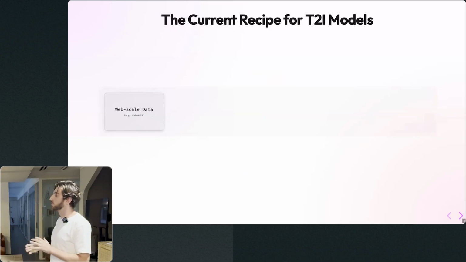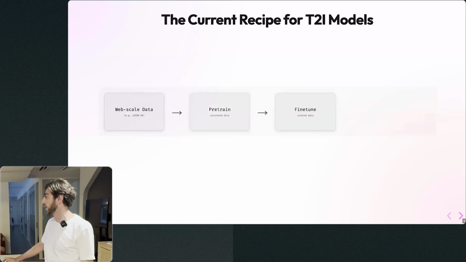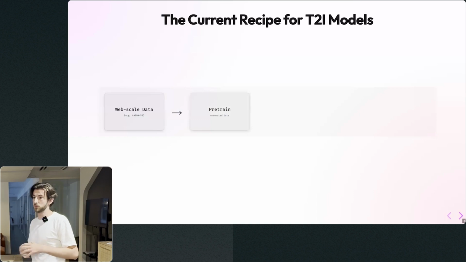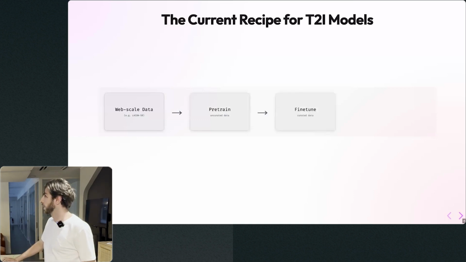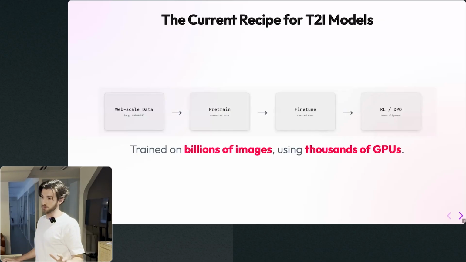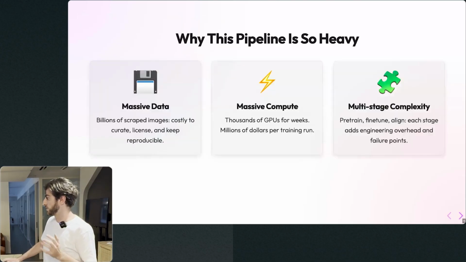I don't know if you're aware of the current recipe for state-of-the-art models in image generation, but it's quite similar to what we do for large language models. Usually you start from web-scraped data, so a lot of images, billions of images. You first do a big pre-training on this gazillion of data, and then you have a second and a third stage about fine-tuning and alignment, usually through reinforcement learning. So that's the basic setup. But you need a gazillion images and many GPU hours. So it's quite heavy.